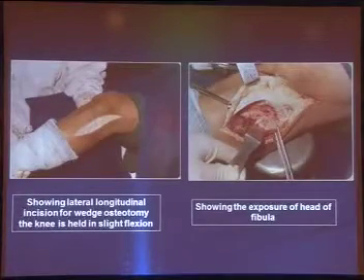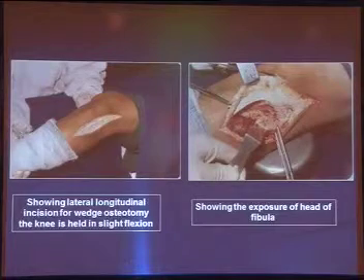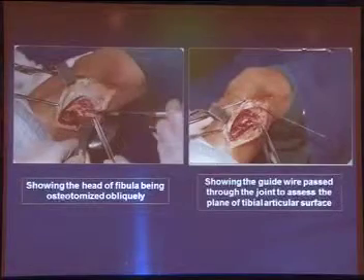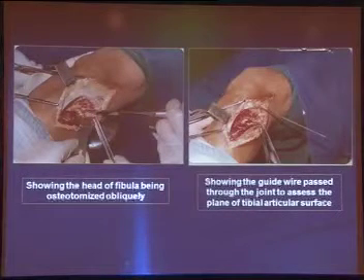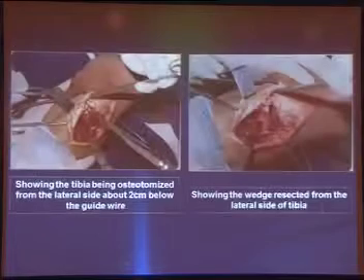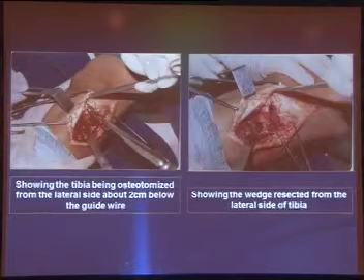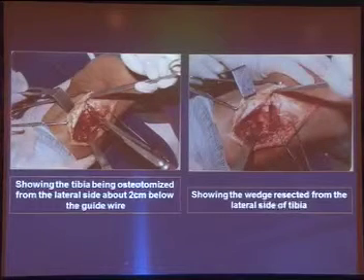Now, this slide is showing the lateral longitudinal curved incision for wedge osteotomy. The knee was held in slight flexion. The exposure of the head of the fibula is done. The head of the fibula is osteotomized obliquely. The guide wire was passed through the joint to assess the plane of the tibial articular surface. The tibia is osteotomized from the lateral side about 2 cm below the guide wire, and the wedge is resected from the lateral side of the tibia.